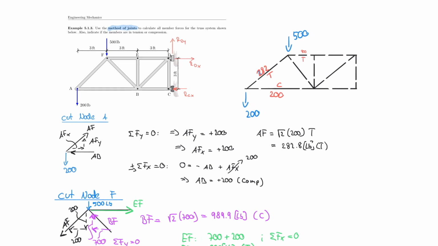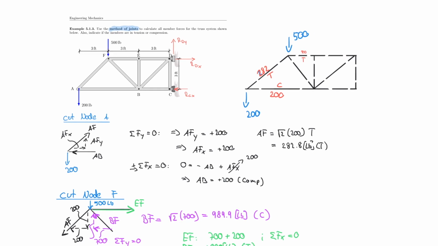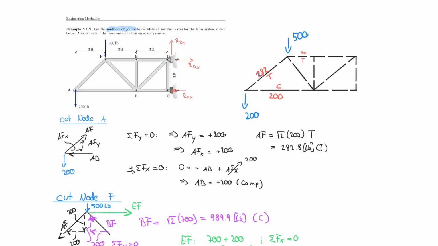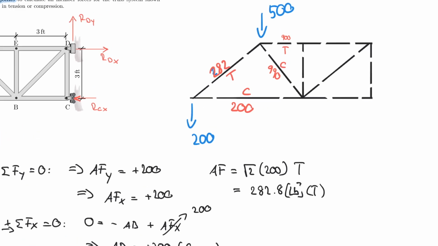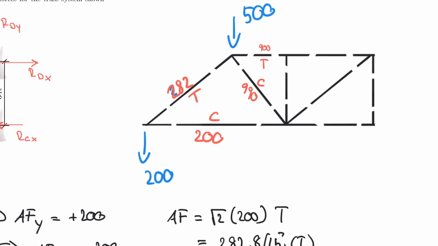and my other component was 989, so I'm going to call that 990, and that one was in compression. And before I move on now, I'm going to include again if it's in tension or compression with my arrows. So 282 was in tension, that means it has to go in this direction. So 280 in that direction, compression is the other way around.